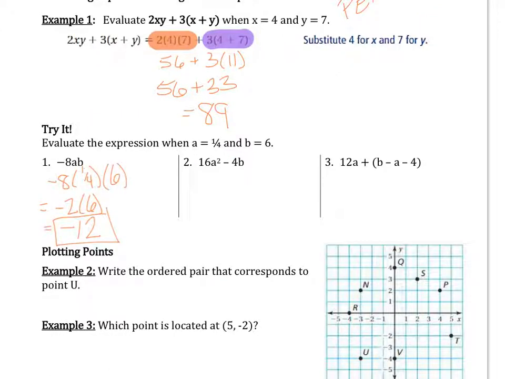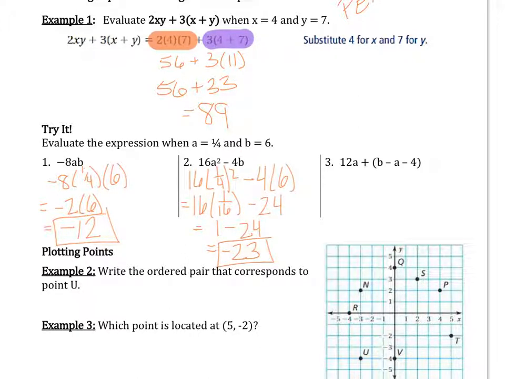Now the first one's relatively simple. You have negative 8 times a times b, and they're telling us that for each one of these, a is 1/4 and b is 6. Now, since you're just multiplying, multiplication is commutative, so you can do it in any order you choose. But the way it's lined up is actually pretty convenient, because if we have negative 8 times 1/4, remember that's the same as saying negative 8 divided by 4. So that, of course, gives us negative 2, and then finally negative 2 times 6 is negative 12.